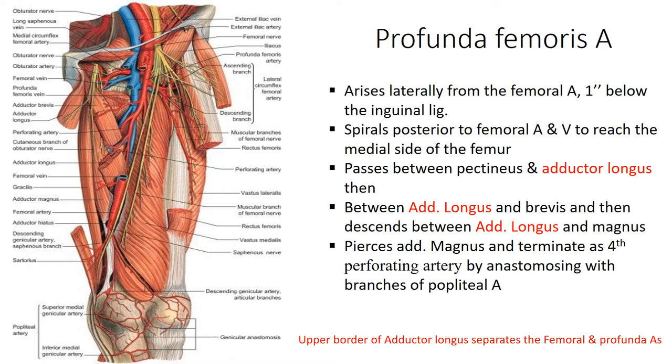Then it pierces adductor magnus and finally terminates. This terminal end is regarded as the fourth perforating artery, and this fourth perforating artery ends by anastomosing with the branches of the popliteal artery. Here it forms the anastomosis around the knee joint, so it contributes to the anastomosis around the knee joint.